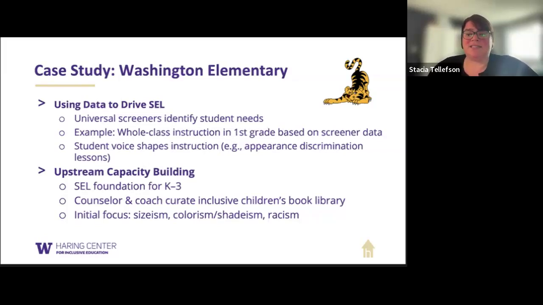that tackles forms of discrimination like sizeism, racism, and colorism. This ensures that every child sees themselves reflected in their learning and gains tools for empathy, connection, and inclusion. Washington Elementary is home of the Tigers, which is why there is a little cartoon tiger on the screen.